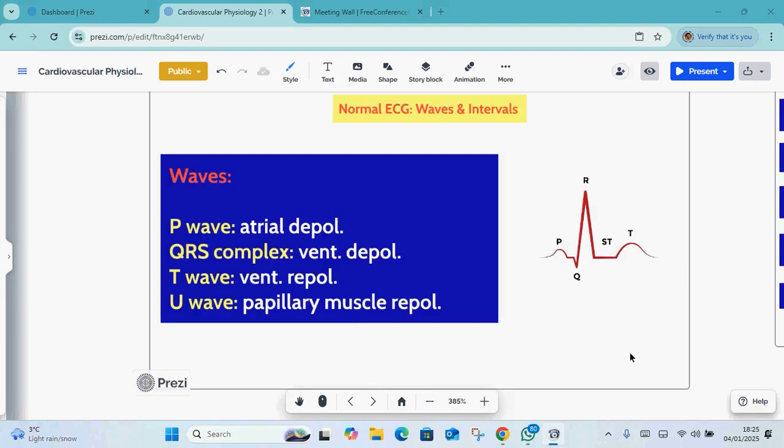So I want somebody to tell me what are the ECG waves and what are the reasons for this, or what are they due to. A volunteer. What are the waves in the ECG and what are they caused by?